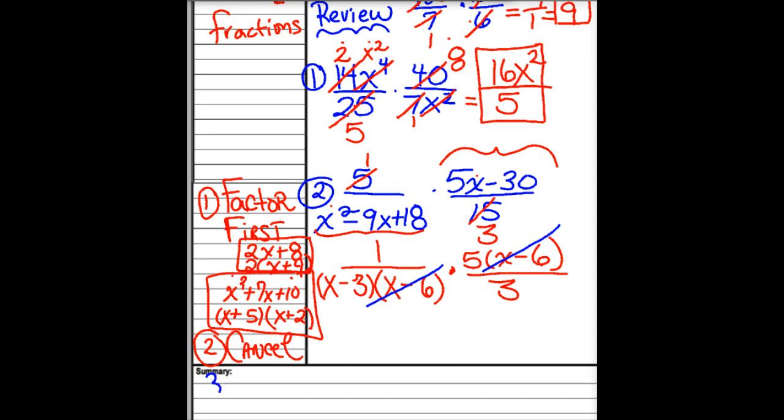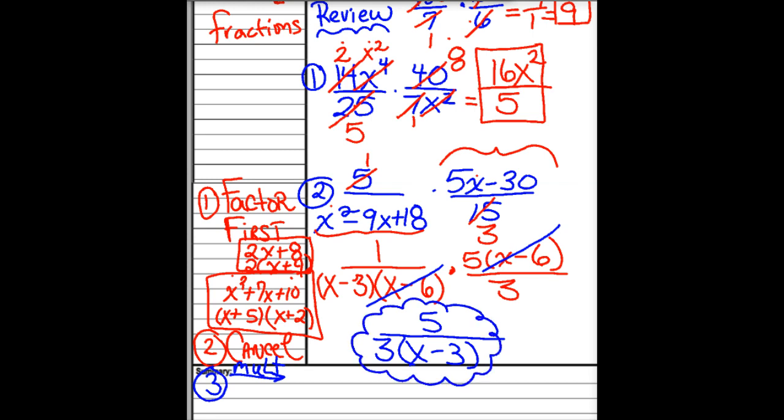Once I'm done, I multiply straight across. Let's just write mult here. So 1 times 5 on the top is a 5. On the bottom, I have an x minus 3 times 3, and we usually will write that out front. You don't need to distribute that in. You can just go ahead and leave it just like that.